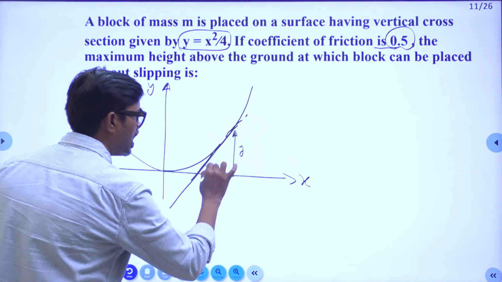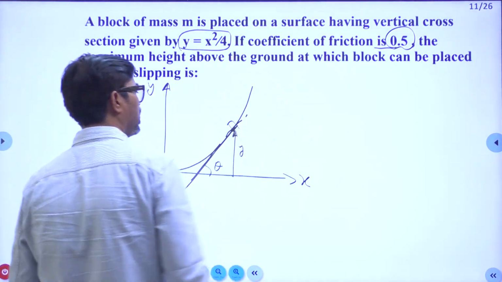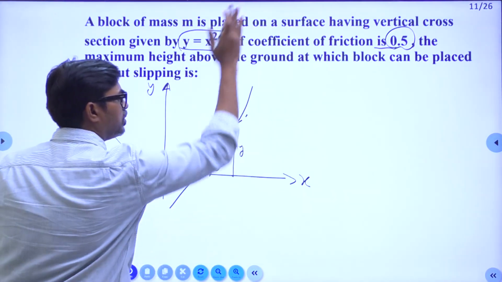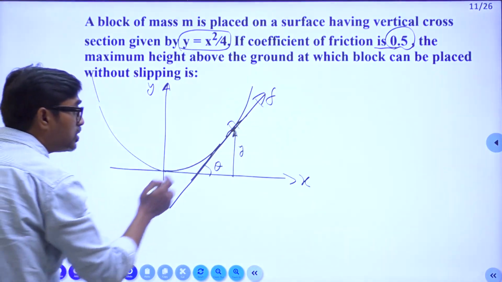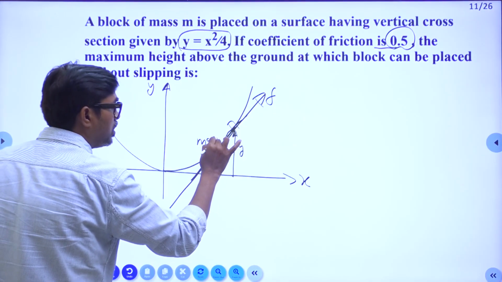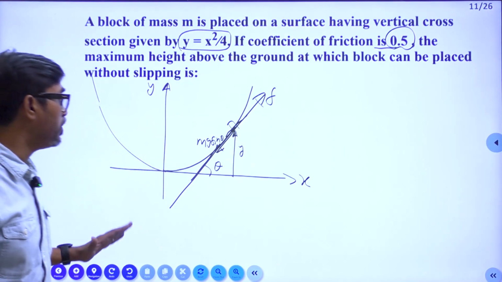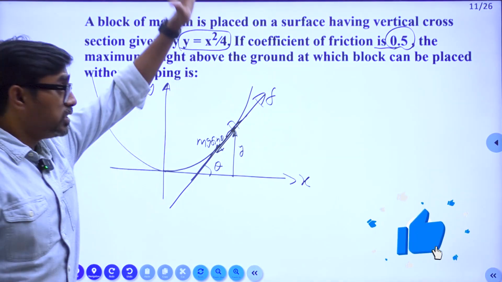Let's say the tangent makes an angle theta. Now if I keep the body there, the friction will be tangential, and mg sin theta is down. So mg sin theta is down the incline. It is something like, imagine you have an incline there. mg sin theta is down the incline, friction is up the incline.